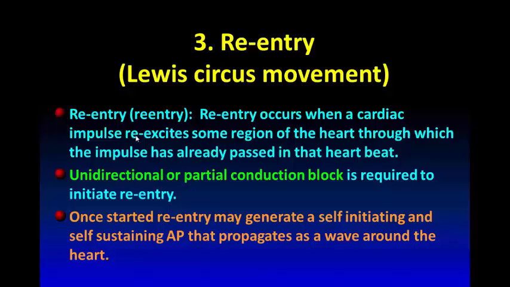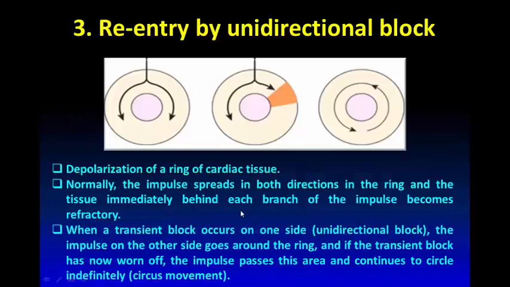For a reentrant circuit to develop and cause an arrhythmia, a unidirectional or a partial conduction block is required. And once started, re-entry may generate a self-initiating and self-sustaining action potential that propagates as a wave around the heart. Let's describe the mechanism of re-entry by unidirectional block in more detail.